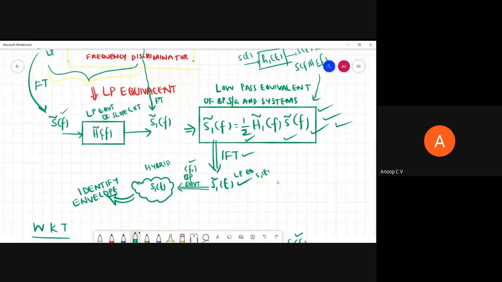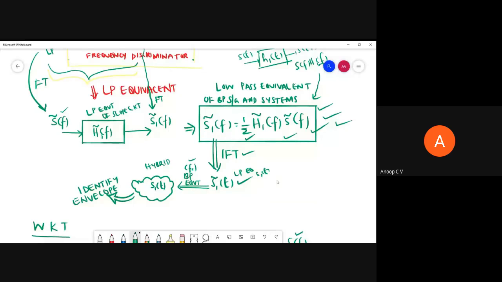Then, once we have this S1 tilde of f, we can take the inverse Fourier transform of this S1 tilde of f. We'll get S1 tilde of t. So this is our low pass equivalent of S1 of t. This S1 of t, as I've told, is supposed to be a hybrid signal, in the sense the slope detector output is a hybrid signal. When I say hybrid signal, it has AM plus FM.